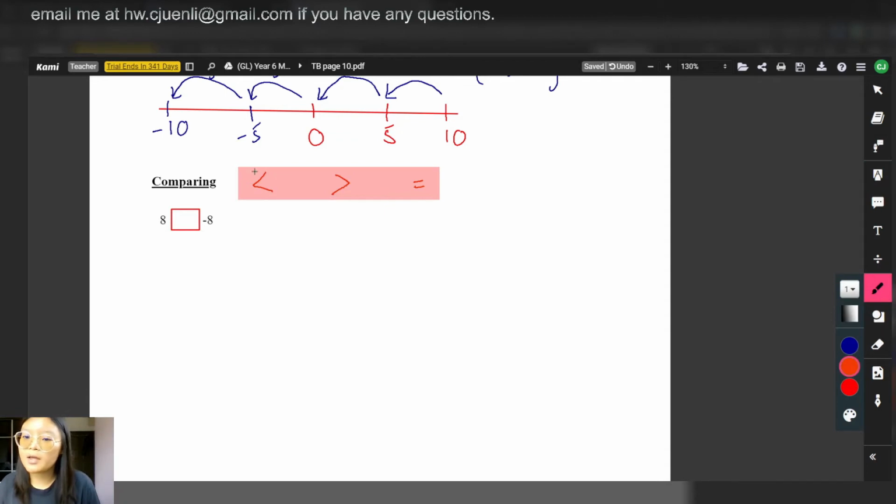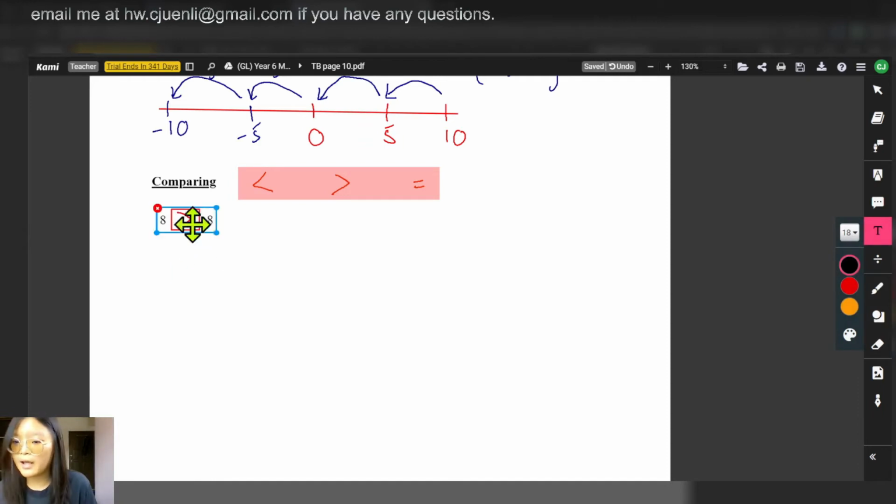So remember, the sharp part over here is always for the smaller number, whereas the other side, imagine it's a mouth, it has teeth, it's a crocodile, and maybe it prefers bigger food rather than smaller ones, right? Bigger the better. So in this case, 8 and negative 8, 8 is actually bigger. So when 8 is bigger, we want this to be our symbol.